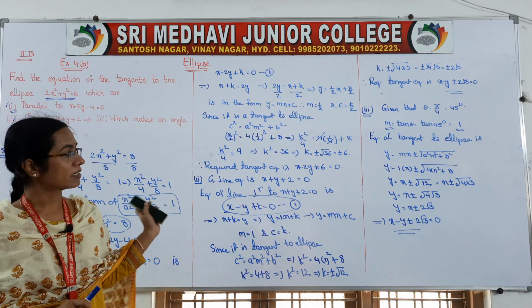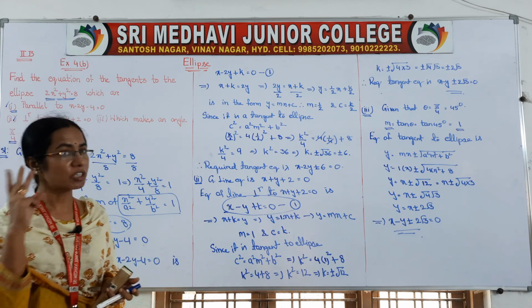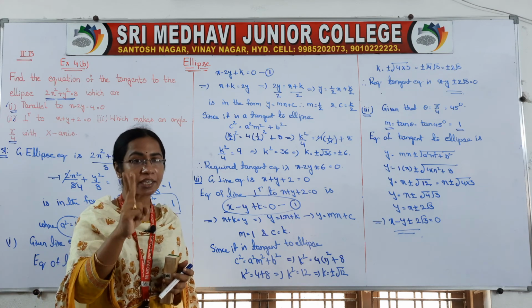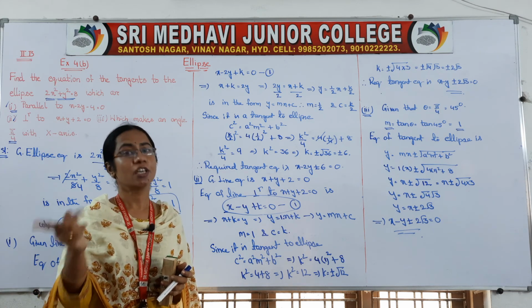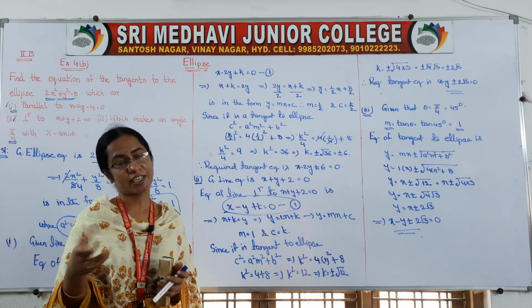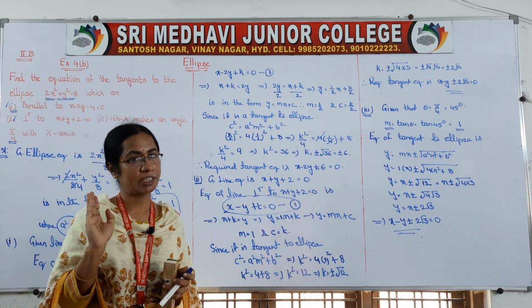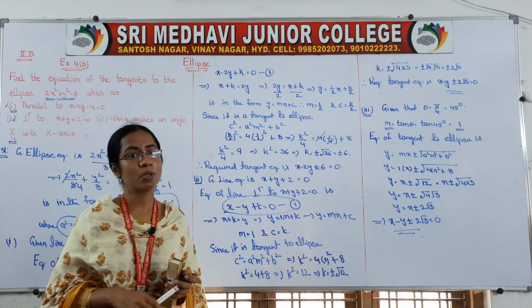So practice this problem perfectly. In one question we have 3 parts, but they cannot ask all 3 at a time. They can ask any 2, first and third, or second and third, or first and second, like that. But all 3 are the most repeated questions. So practice this problem perfectly.